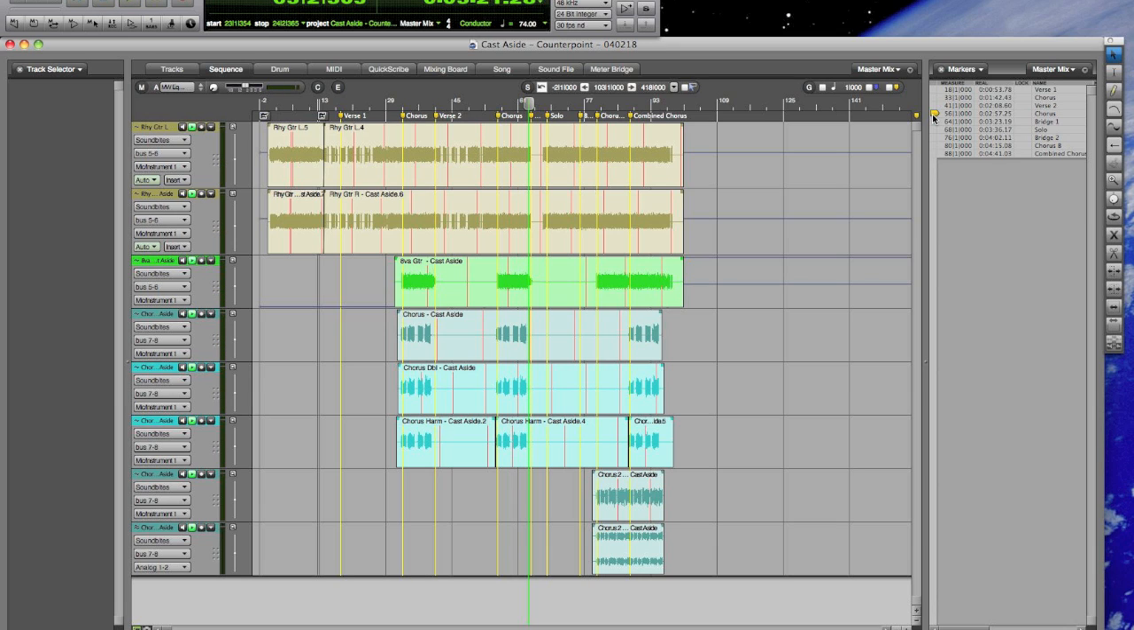The final element to this whole thing is what I call the B chorus. The B chorus is a completely different lyric and a completely different melody from the original chorus, and it sounds like this.